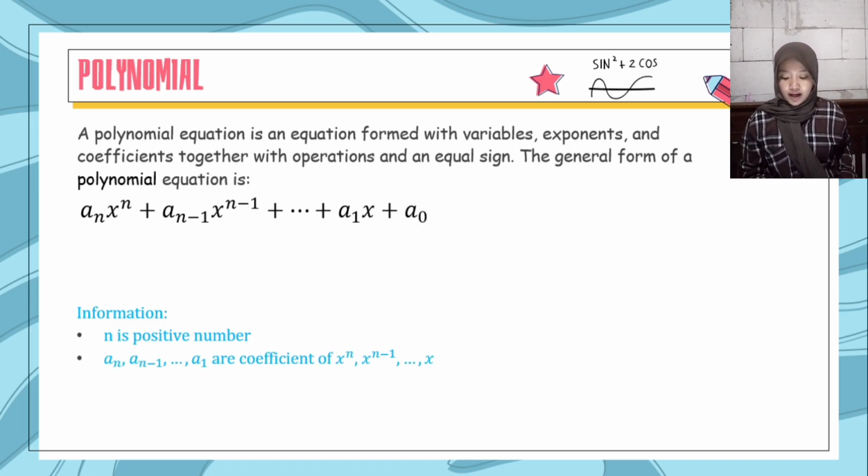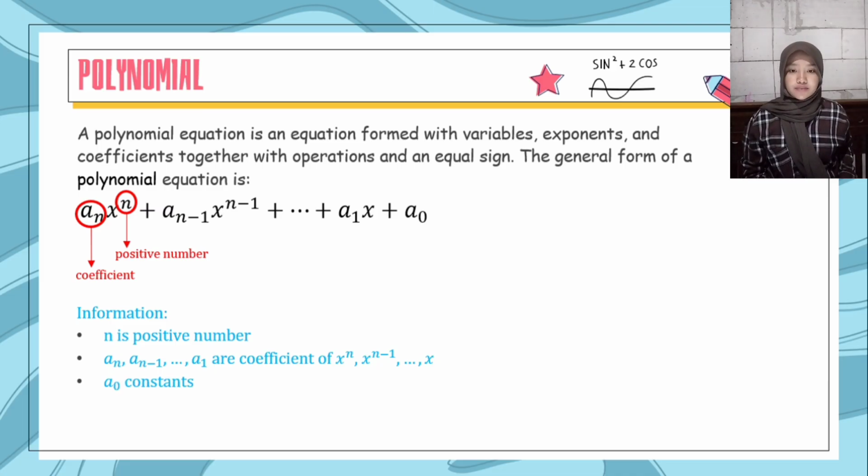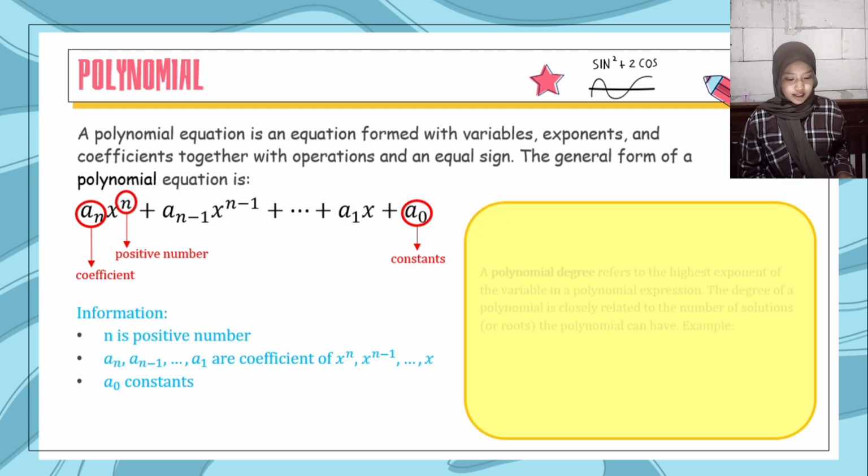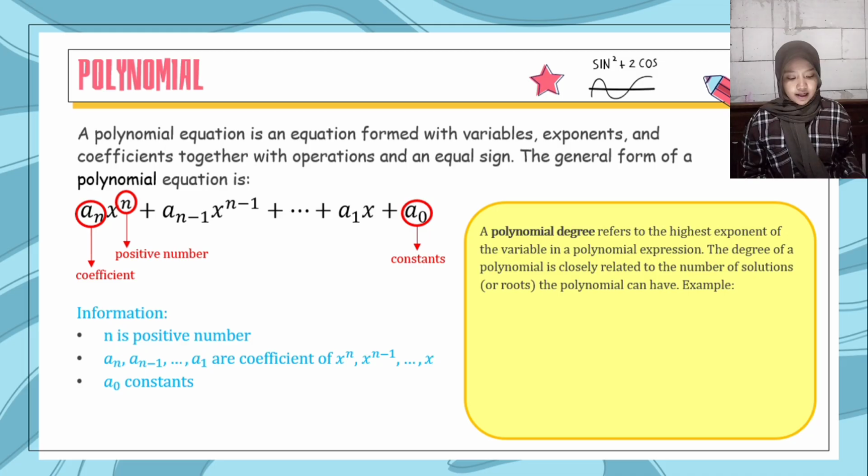A sub n minus 1 until a sub 1 are coefficients of x, and a sub 0 is the constant. Every polynomial equation has a highest power, which is called the polynomial degree. A polynomial degree refers to the highest exponent of the variable in a polynomial expression. The degree of a polynomial is closely related to the number of solutions or roots the polynomial can have.